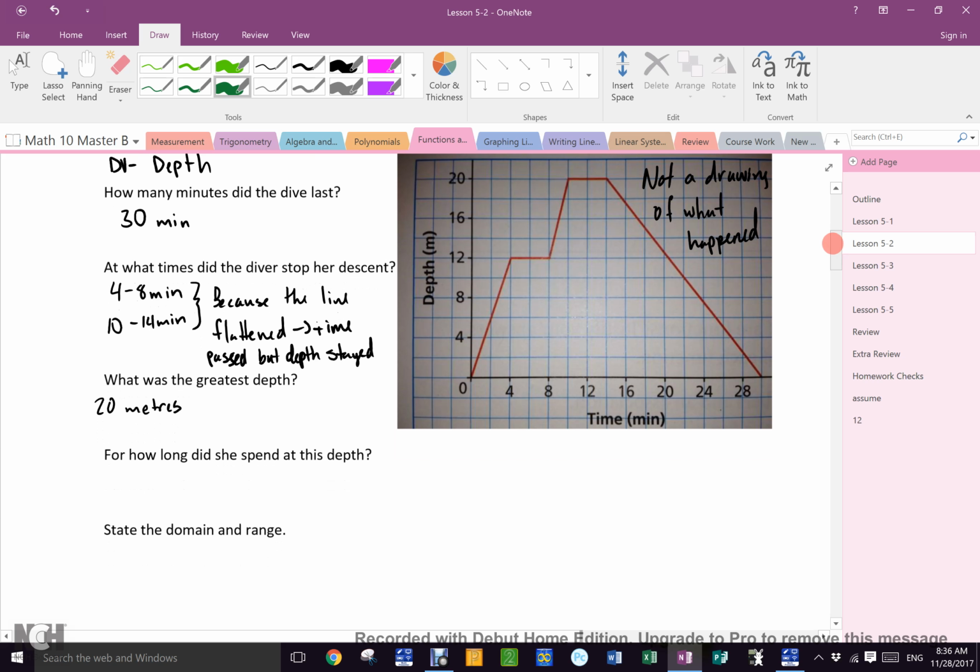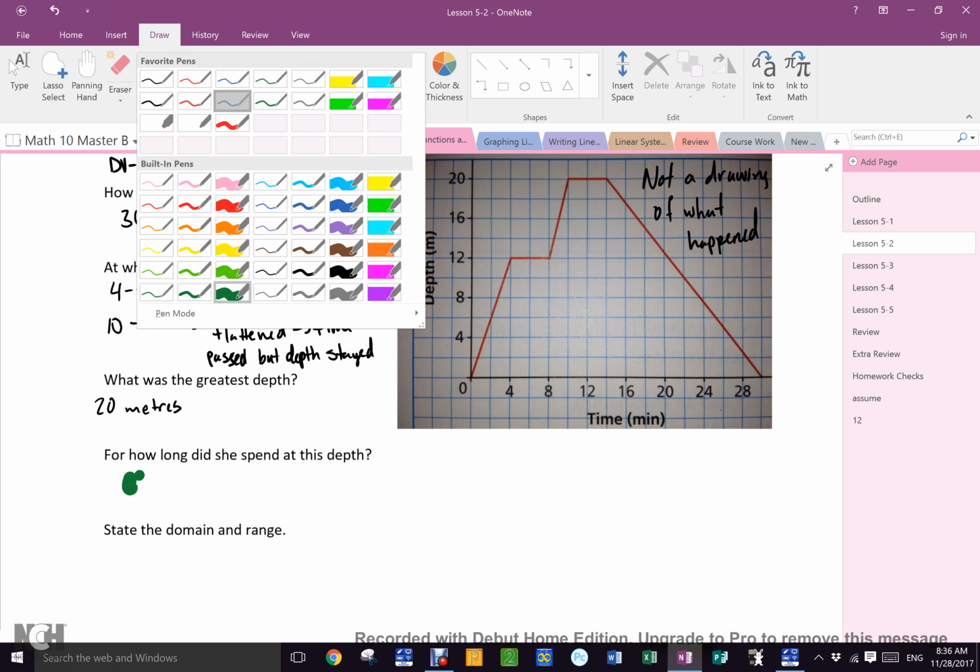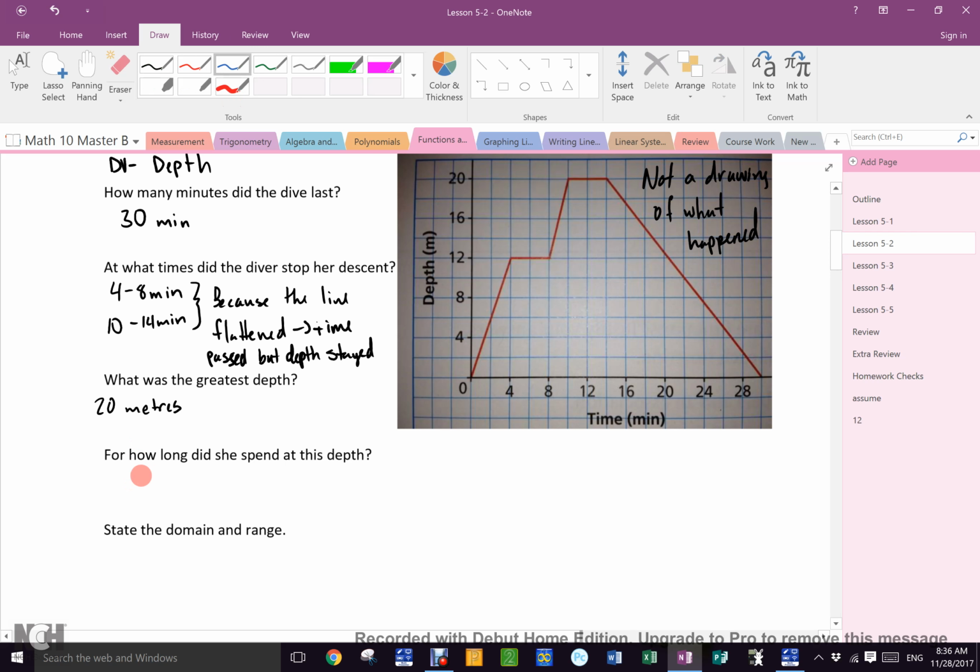The graph does not draw life. The graph shows data. Understand the difference. How long did she spend at the depth of 20 meters? How long? 4 minutes. Oh! I got Crush's leg here. 4 minutes. And since she's underwater, I'm drawing in blue.